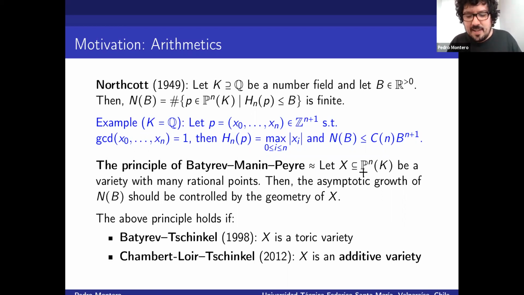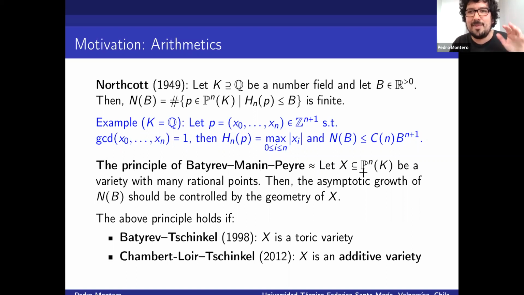So this is a general problem in arithmetic that says the following. Once you have a variety over a number field with many rational points, I won't be very precise at this point, sorry. Then the Batyrev-Manin principle says that the asymptotic growth of this number should be controlled by the geometry of X.